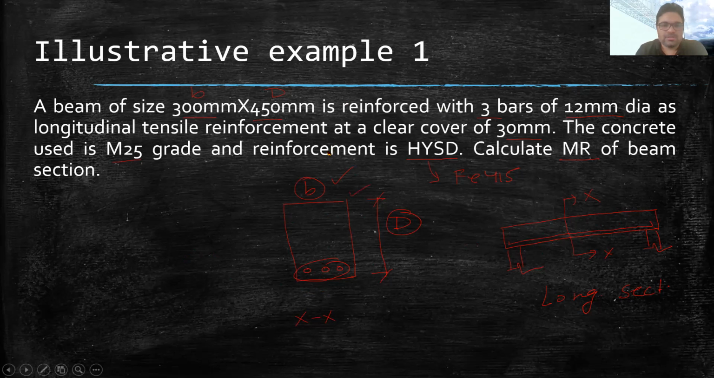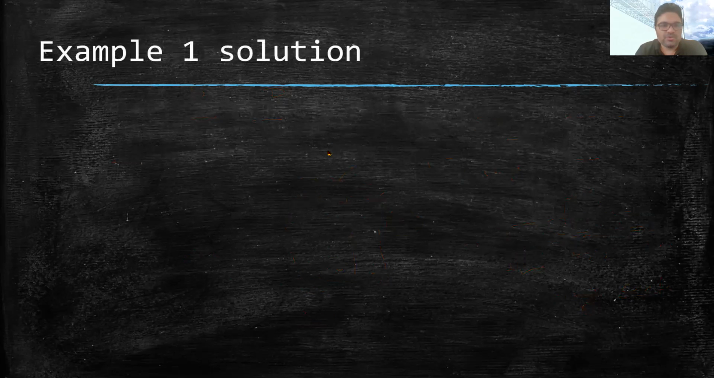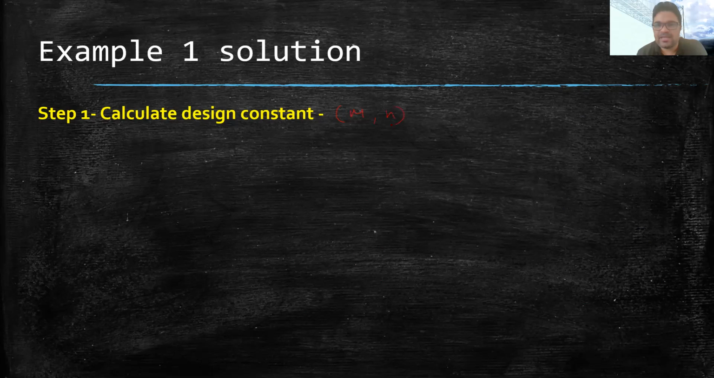So now we will follow our solution as per the steps that we have discussed in the previous part. So the first step will be to find out the design constants. In the analytical part, the design constants are M and N. So we have to find out M and N. Well, we know that these M and N depend on sigma ST and sigma CBC. So first of all, we will find out the value of sigma ST and sigma CBC.